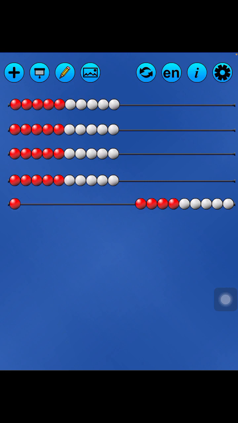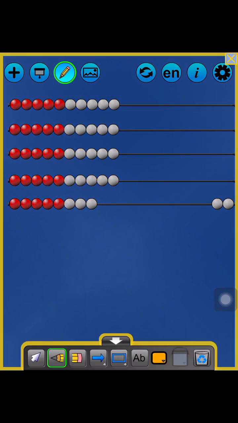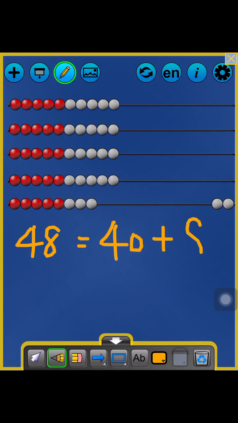So let's move 8 ones. 3, 4, 5, 6, 7, 8. Here we got 4 tens and 8, that means 48. 48 equals 40 plus 8. To find the half of 48, we can find the half of 40 plus the half of 8.